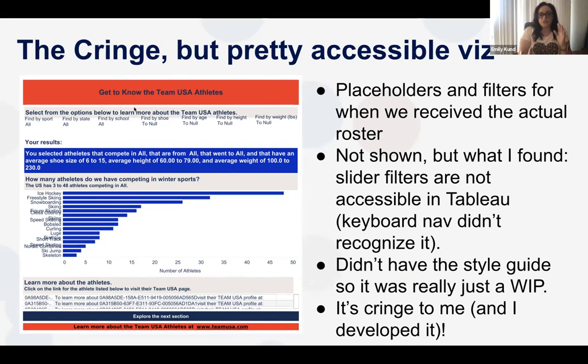Just pointing out a few differences, I have some instructional language here, like select from the options below to learn more. Here are your results. You selected athletes that compete in, right now it's all. How many athletes do we have? Click to learn more. There's going to be a link to their athlete profile page on Team USA. And then this was a navigational view where they could dig in deeper if they wanted to. So it's very blocky. That's how I think of it. It's very blocky. It's very cringe.